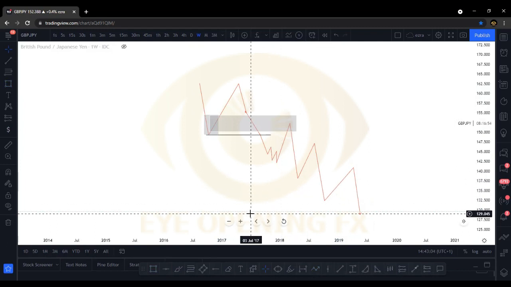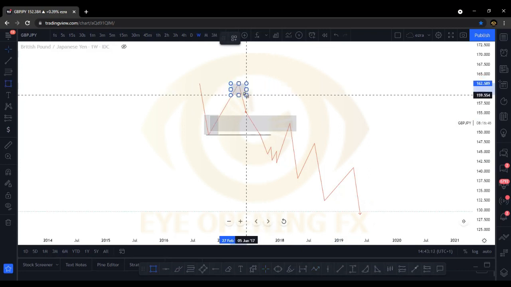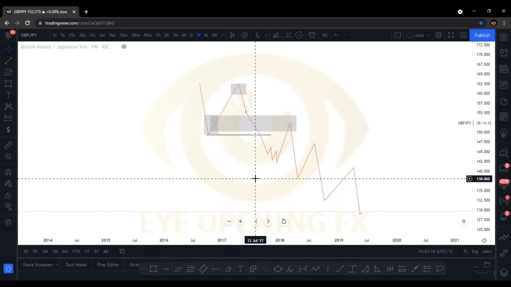So that is how we frame our area of interest. We always have what we call primary and secondary zone. So this primary and secondary zone is what defines our structure. This is what helps us to have more understanding of structure, so that we know what we are trading.